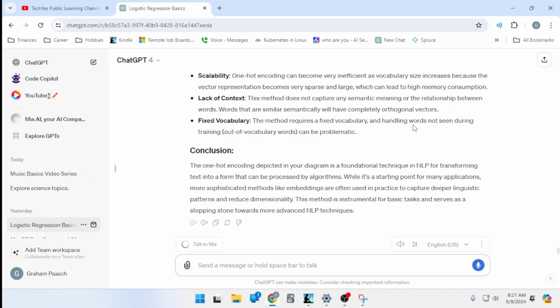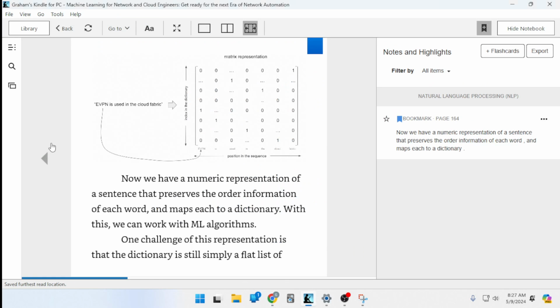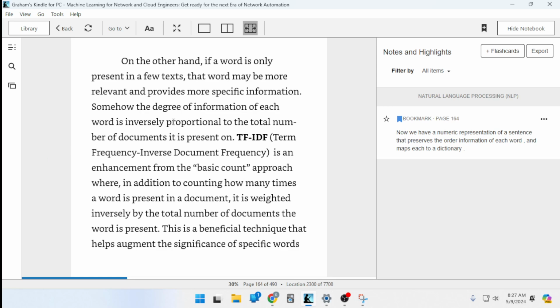All right, so that was good. Now I do have a question for you. So the question is, when it comes to words, in this context, there exists an approach called TF-IDF, term frequency inverse document frequency, and it's an enhancement from the basic count approach. So tell me, according to these approaches, what are the top 10 words with the most amount of meaning?